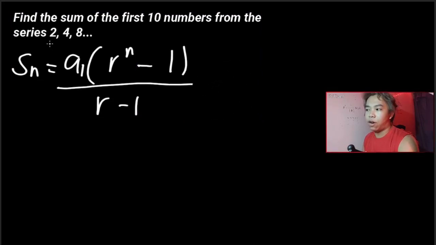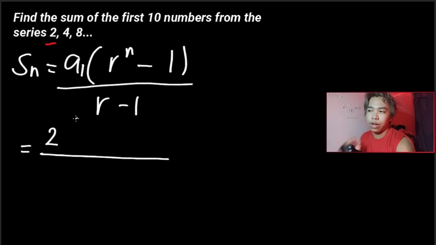Ano yung A sub 1? Yung unahan. Which is 2. So, sulat ko na, 2. Okay? And then, ano yung R? Common ratio. Paano yung hinahanap? Dinidivide. So, yung 4, divide natin dun sa 2. 4 divide 2, eh di 2. So, ang common ratio natin is 2.